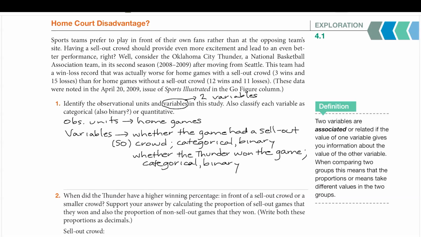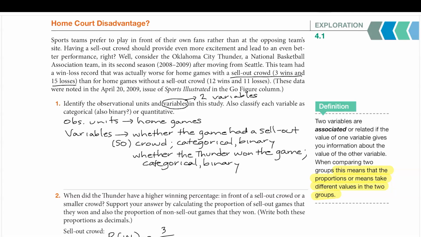It mentions over on the side the definition of associated. This means that the proportions or the means take different values in the two groups. So that's what we're going to be looking at to determine whether the two variables are associated. In number 2, they ask us whether they had a higher winning percentage when they had a sellout crowd or a smaller crowd. With a sellout crowd, 3 wins and 15 losses. So the proportion of wins with a sellout crowd was 3 wins out of 18 games.